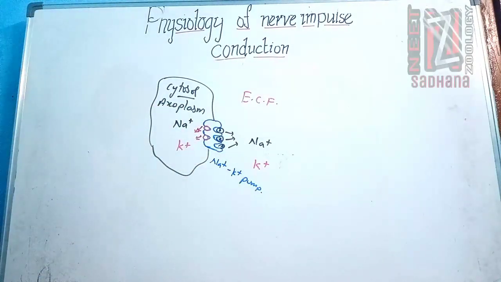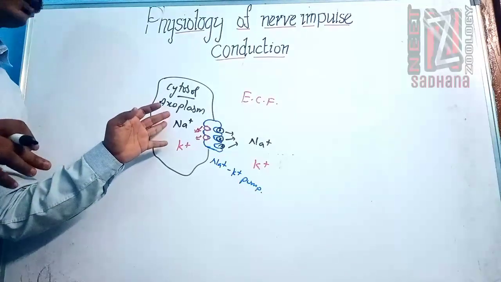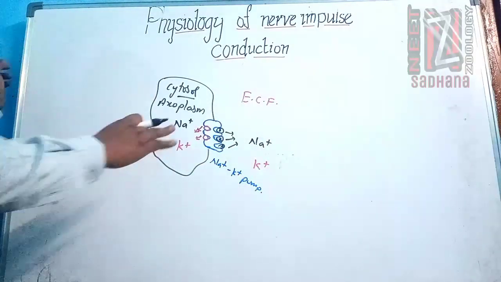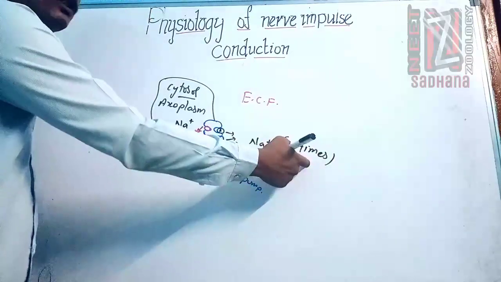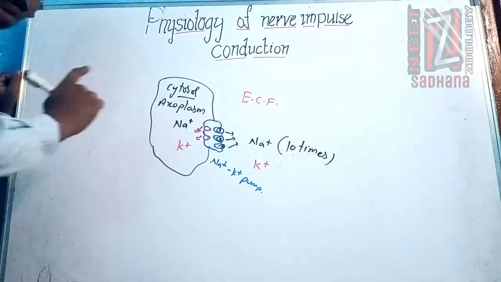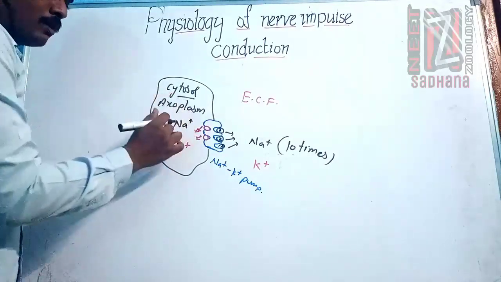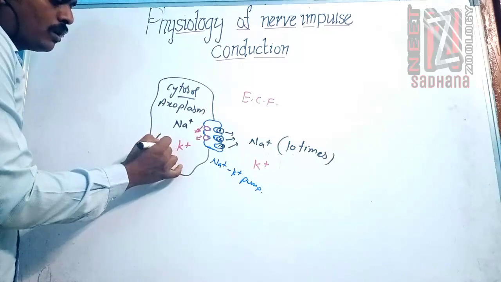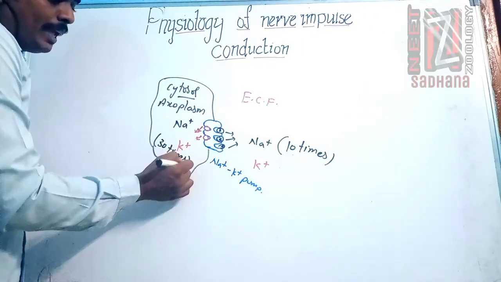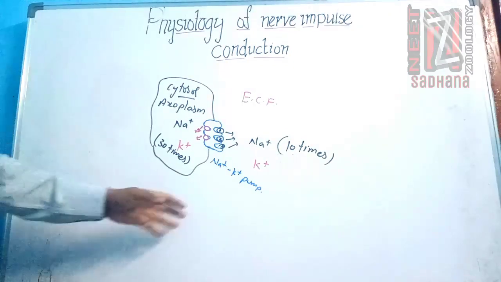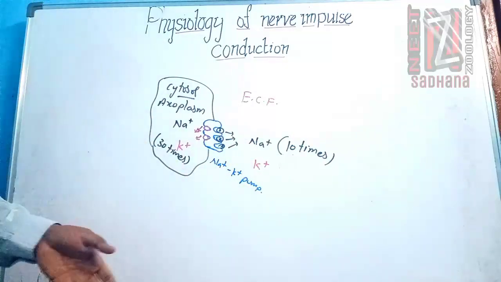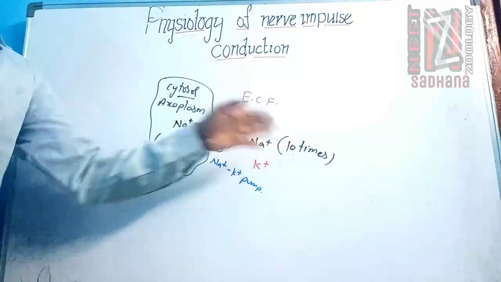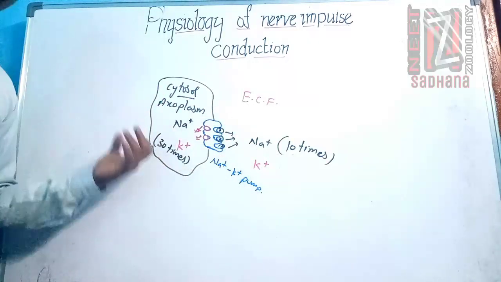Okay. Now, how much does the concentration differ here? If you observe the sodium of the cytosol and the sodium of the ECF, the sodium of the ECF is 10 times more. The sodium ions of the ECF are 10 times more than the sodium ions of the cytosol. And the potassium ions of the cytosol are 30 times more than the potassium ions of the ECF. So you are not comparing the concentration of potassium with sodium. You are comparing the concentration of sodium with sodium in the cytosol and the ECF, and the potassium with the potassium in the cytosol and ECF.